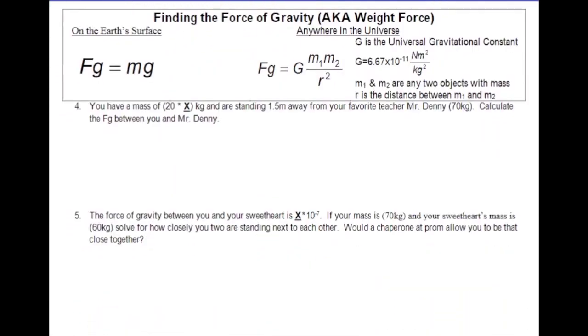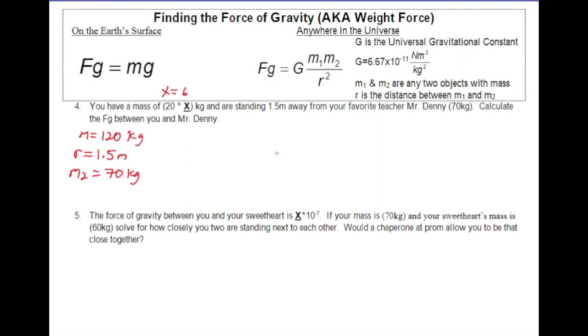Number 4 says you have a mass of 20 times x. Again, my x value was 6, so my mass in this case is going to be 120. And you are standing 1.5 meters away from your favorite teacher, Mr. Denny. So that distance is going to be 1.5 meters. It tells me that Mr. Denny's mass, so my second mass, is 70 kilograms.